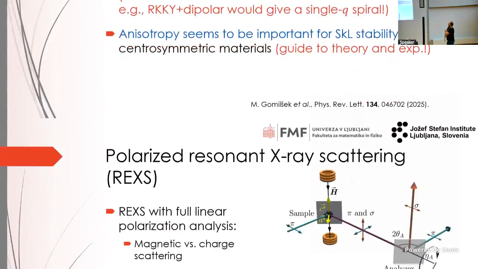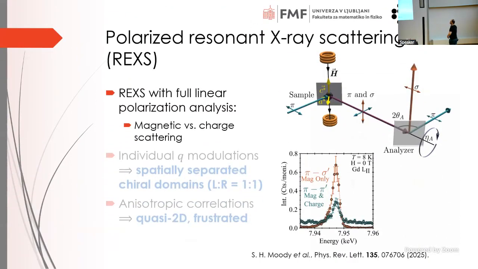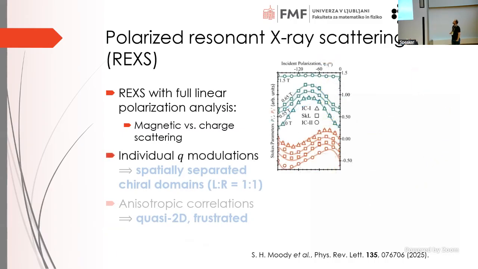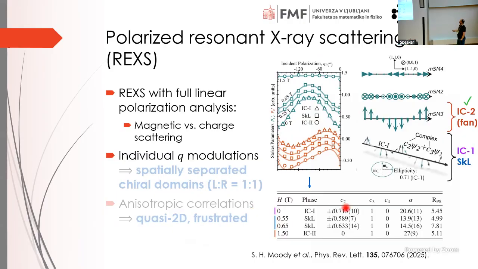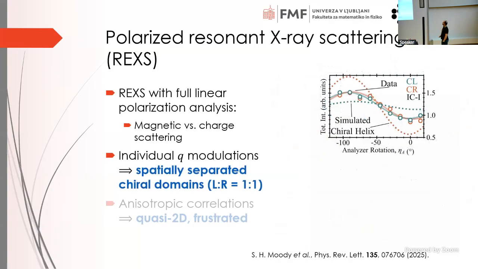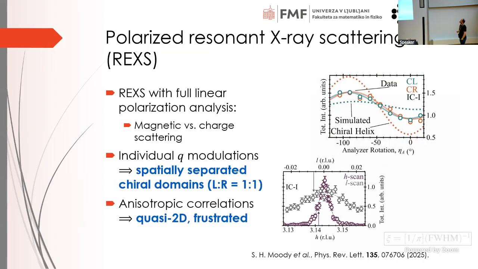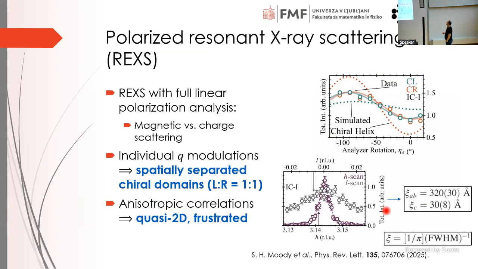Okay, maybe just briefly if I flash the results of polarized resonant X-rays. So we could also separate the scattering due to magnetic and charge channels, and we could see what the single Q components are that make up these multi-Q phases that superimpose. And the high field phase was trivial. It's just a transverse density wave of spin, whereas the lower field phases were elliptical helices of Bloch type. And they formed separate domains of left and right-handed chiral helices, which is kind of strange. And the correlation lengths were long within the plane, but short between the planes.